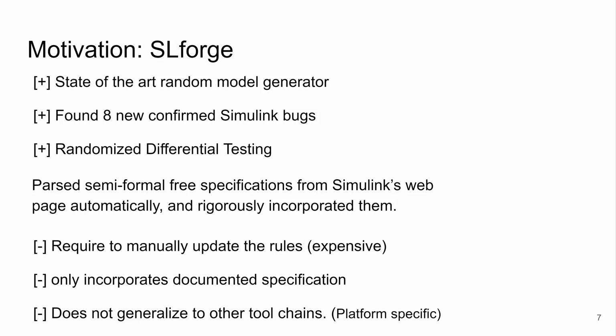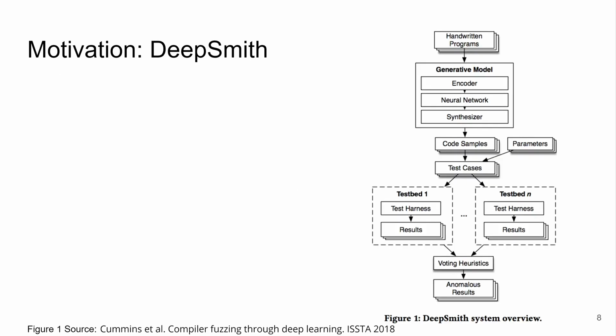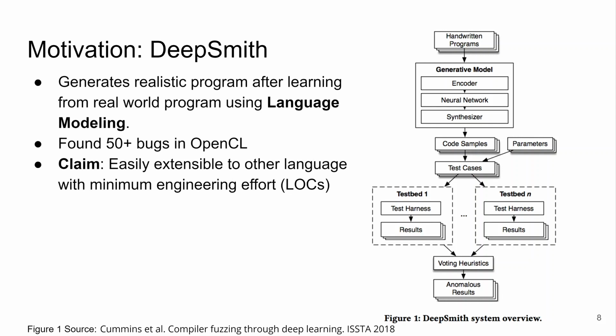Therefore, the idea behind our work is to automatically capture the rules, without having to parse them from the web page, using deep learning methods. The work is also motivated by DeepSmith. To summarize their work, contrary to using the language specification for compiler fuzzing, they propose to learn from a corpus of real-world code and generate realistic programs. These generated code samples are then used to do differential testing. Results show that they have found 50+ bugs in various OpenCL compilers. Furthermore, they claimed that their architecture is easily extensible to other languages with minimum engineering effort.